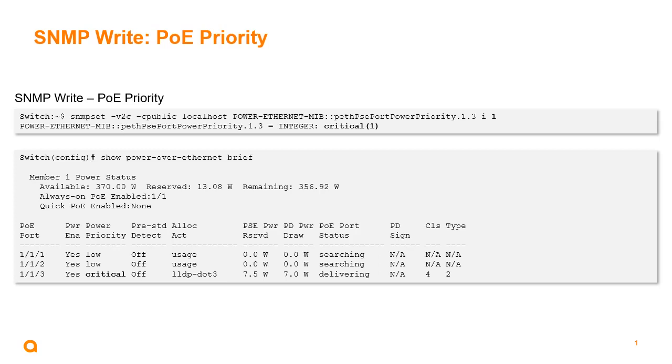I'm going to give that as an integer, so I'm going to make that critical. So 1 is critical. I'm going to set it to 1, and then we can see that it returns critical 1. Then if I log into my switch and do a show power-over-ethernet brief, we can see highlighted here on 1/1/3 that the PoE priority has been set to critical.